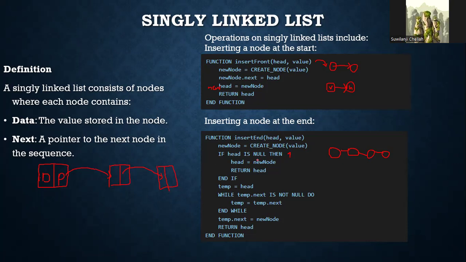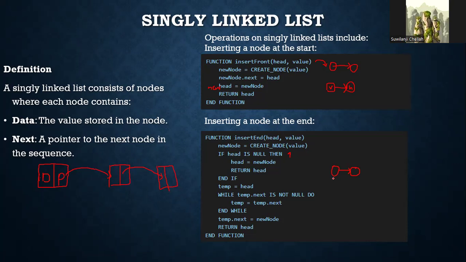Okay? So if the head is null, okay, meaning it's got no data referencing to it, then we create a new node, right? And then we return the head value, meaning this guy here. So meaning we've inserted a new node at the end, essentially, right?